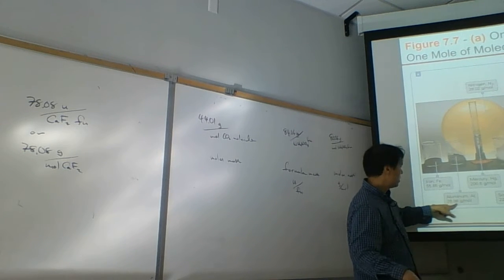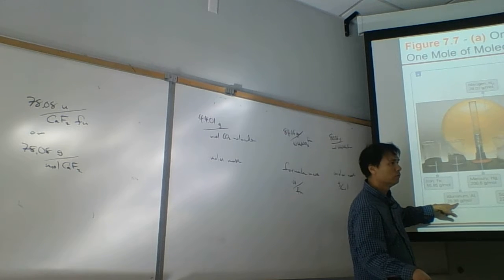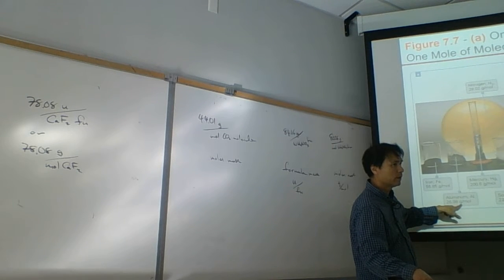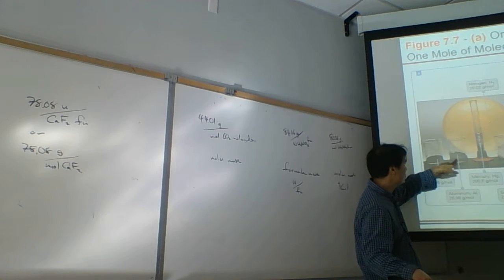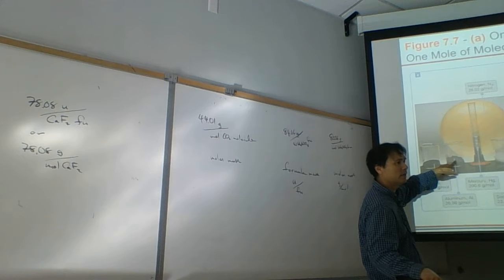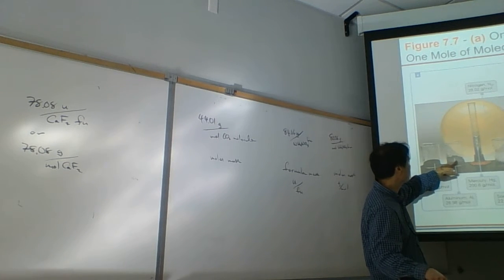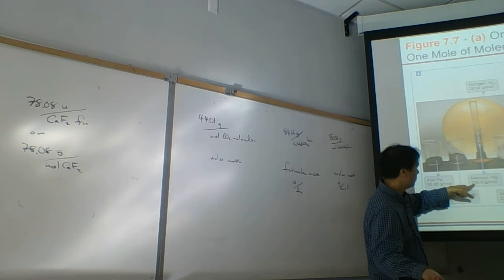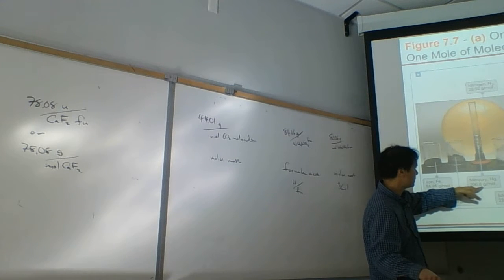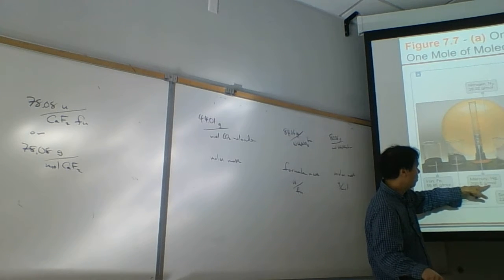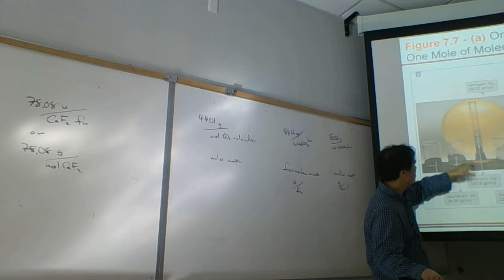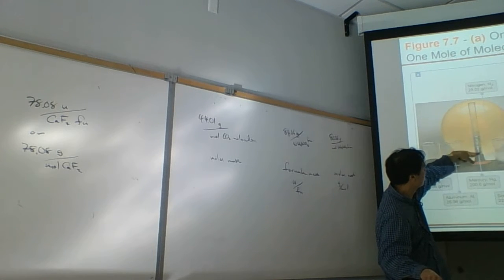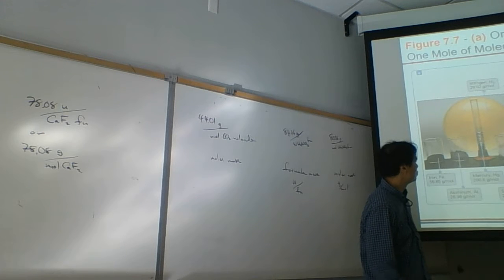A single aluminum atom weighs 26.98 U. A mole of aluminum atoms weighs 26.98 grams. And so again, they just weighed out 26.98 grams. How many aluminum atoms are there? 602 million trillion. Mercury is a heavy atom. A single mercury atom weighs 200.6 U per atom. A mole of mercury atoms weighs 200.6 grams. And so this would be 200.6 grams of mercury, and that would have 602 million trillion.